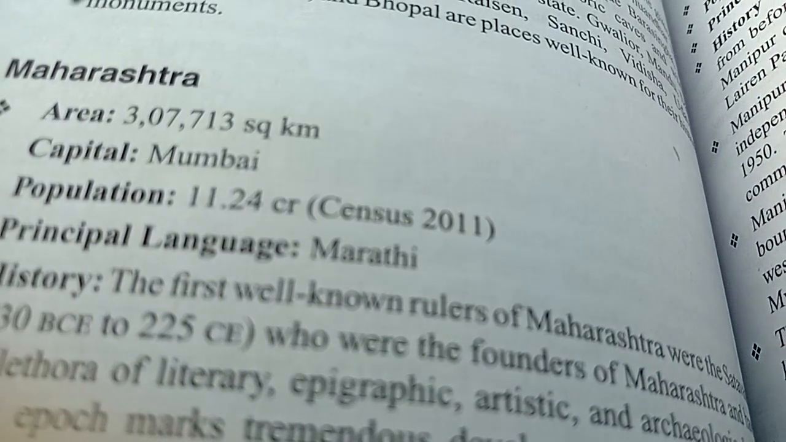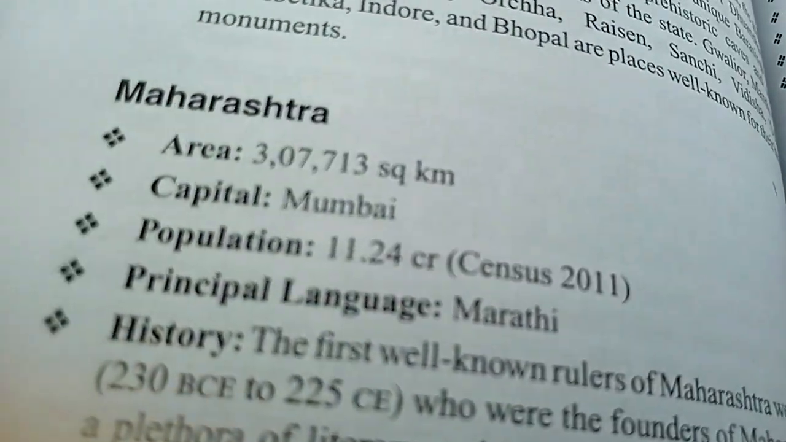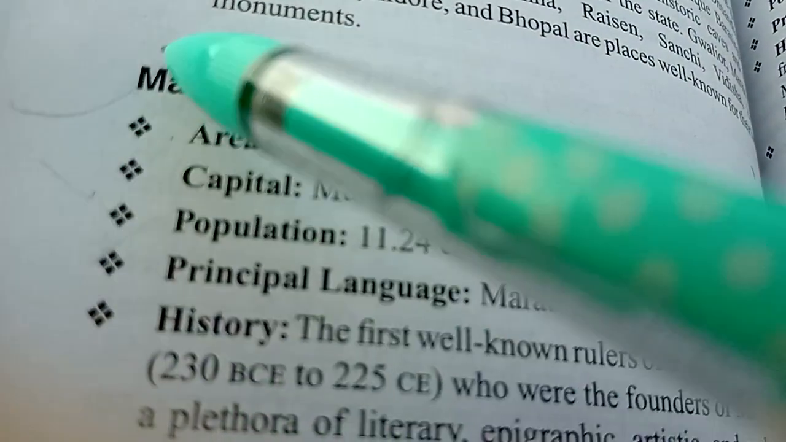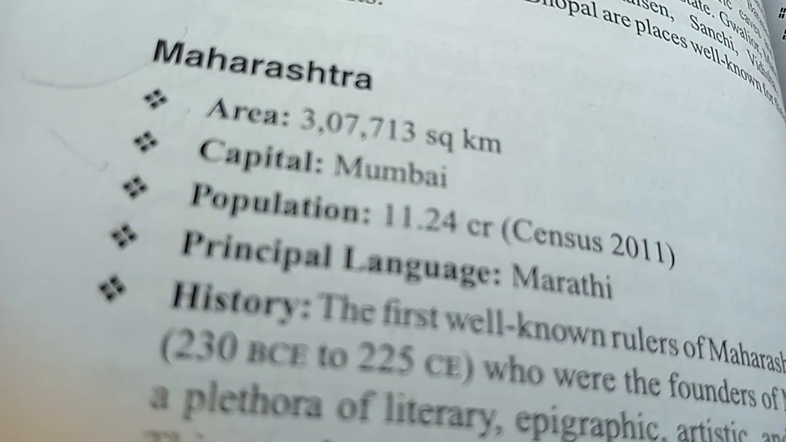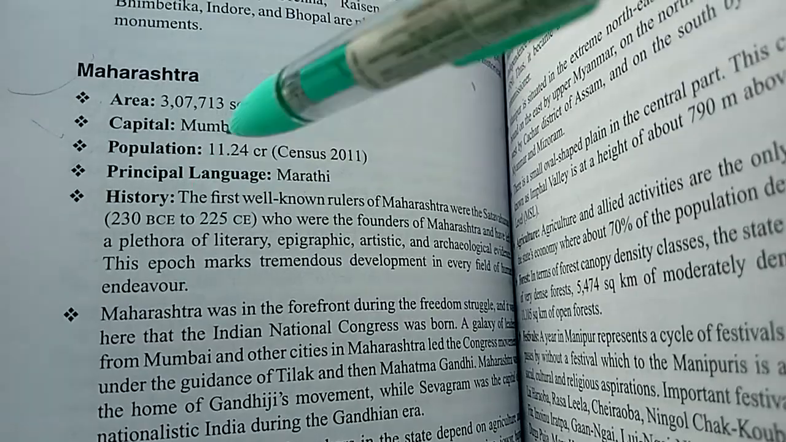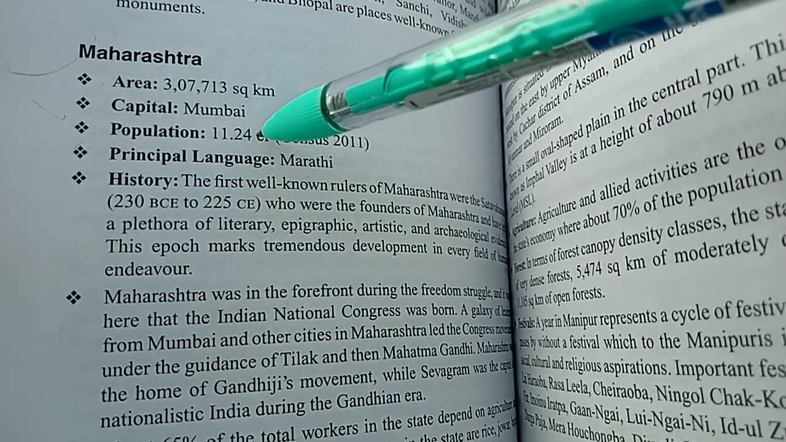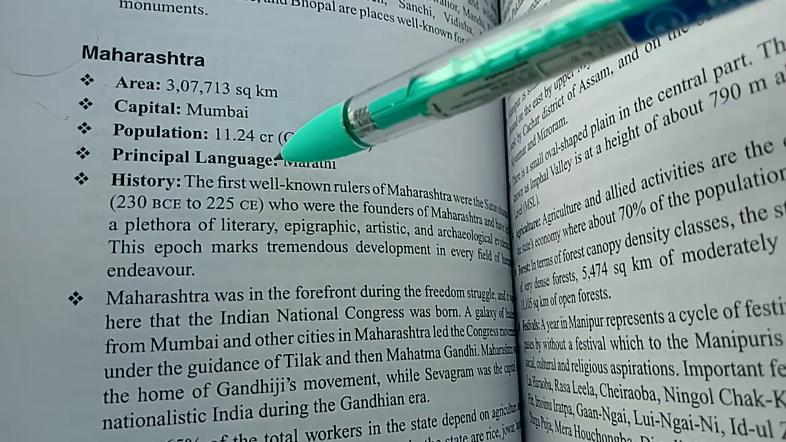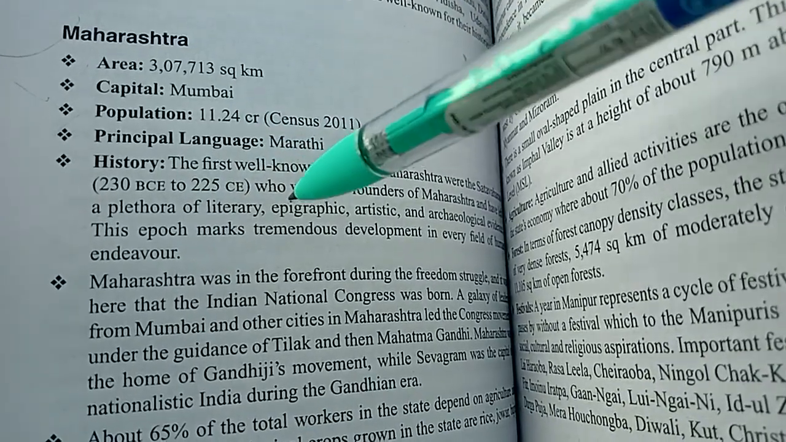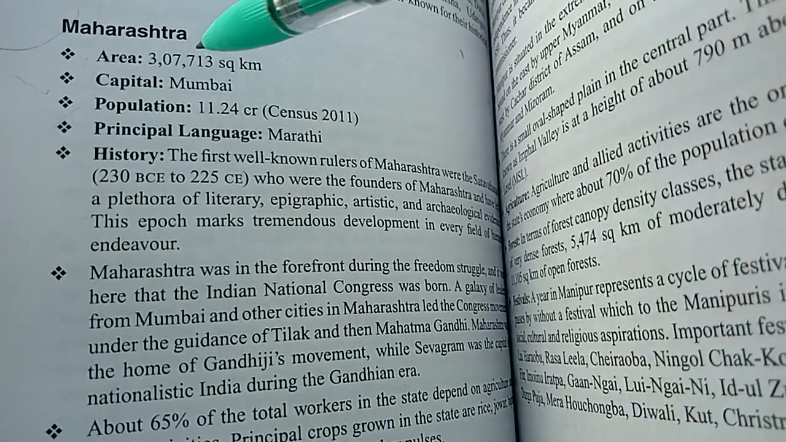And then we are going to Maharashtra. Maharashtra is 3,07,713 square kilometers. Capital is Mumbai. Population is 11.24 crore. Principal language is Marathi. These are the things about Maharashtra.